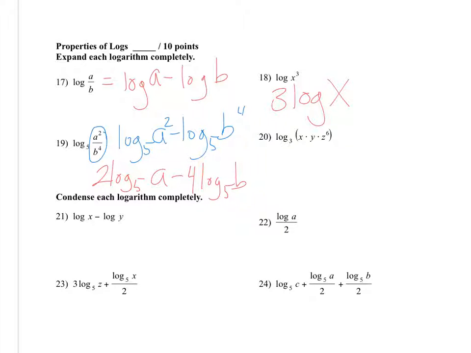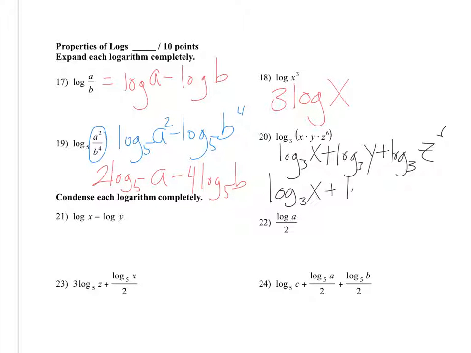Similarly, for 20, we're going to look at splitting these guys up first. So log base 3 of x plus log base 3 of y plus log base 3 of z to the 6. Only one of these has a power. So to fully expand this, we can rewrite the first part's log base 3 of x plus log base 3 of y. Bring that power down, plus 6 log base 3 of z.